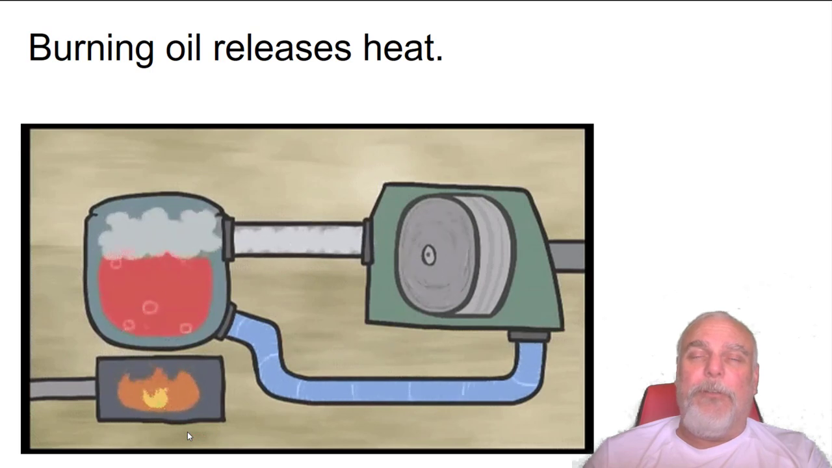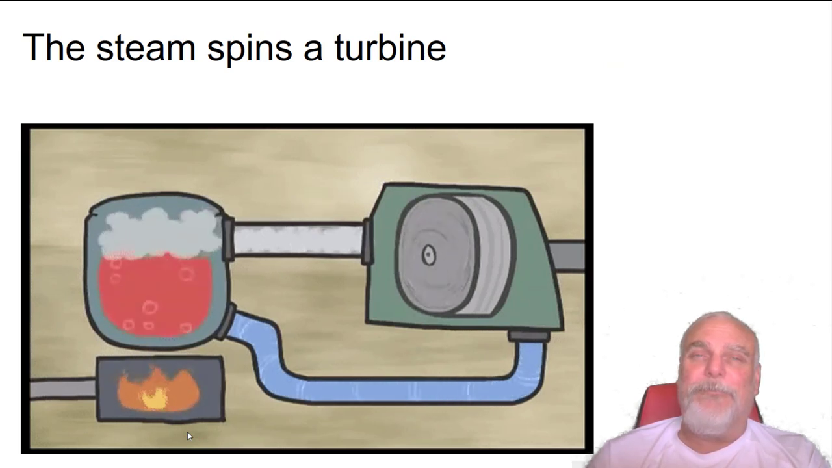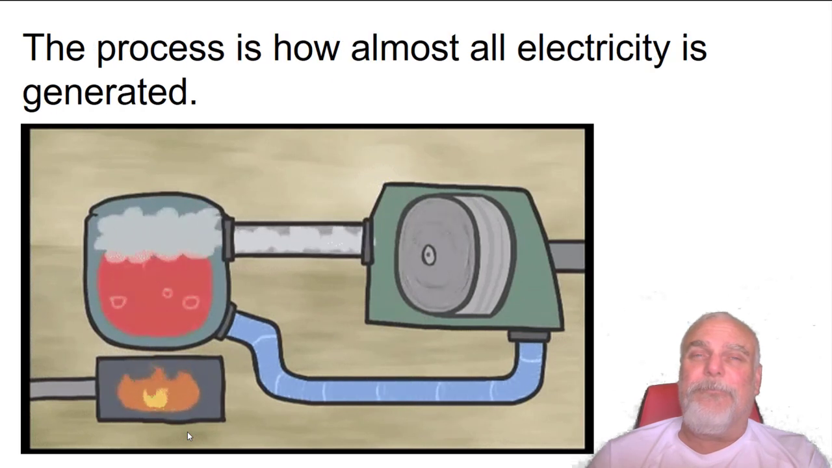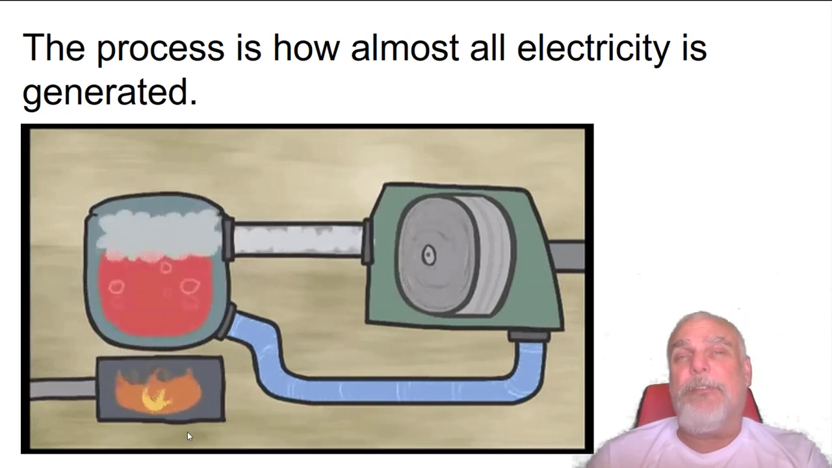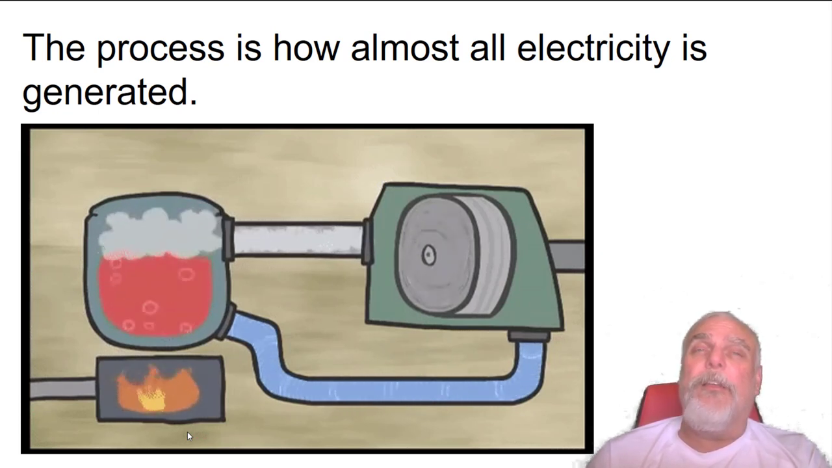First of all, burning oil releases heat. The heat is used to boil water and produce steam. The steam spins a turbine. And the spinning turbine moves the generator and produces electricity for us to use. The process that we just saw here is how almost all electricity is generated. The key is to somehow get that turbine to spin, which will move the generator. A lot of them use heat, if you're burning things, it will use heat to make water boil and cause steam that shoots through and moves the turbine.